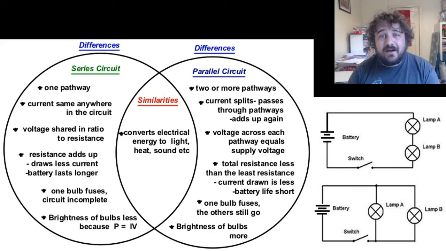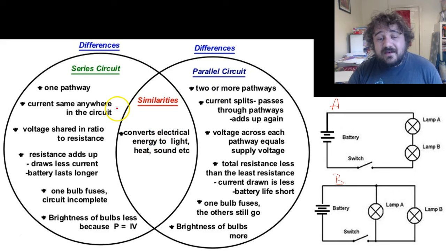is with the Venn diagram. So once again, we're back to A is the series and B is the parallel. So we've got a series circuit. Over here, you've got one pathway, whereas with this one, two or more pathways. The similarity is that it will still convert energy to light, heat, sound, whatever you need it to do. It'll still work as a circuit.